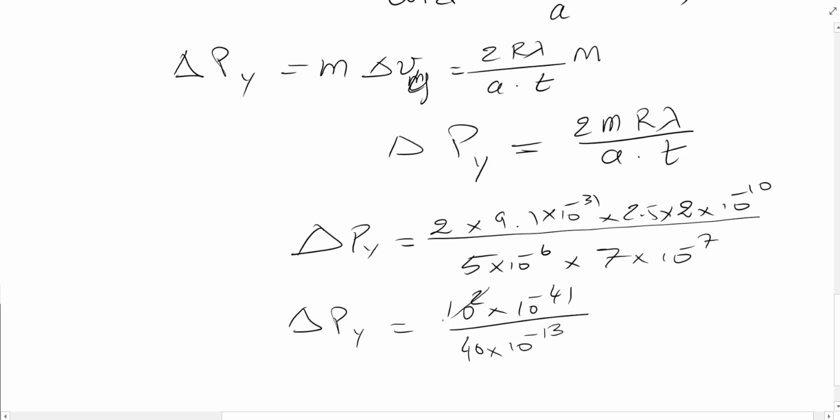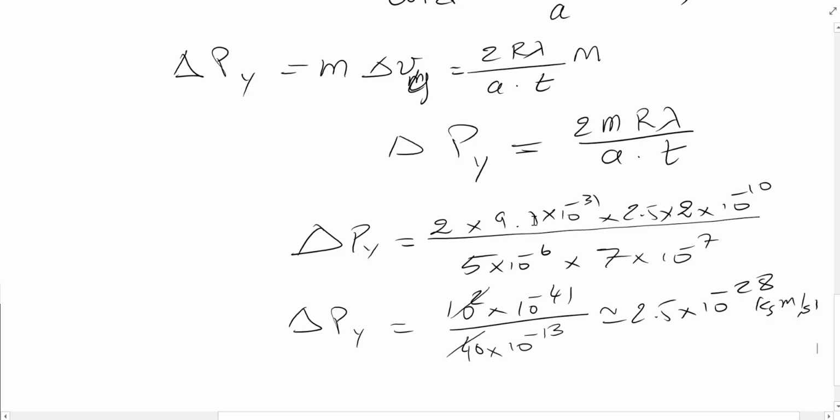Okay, 100 divided by 40, that's about 2.5, times 10 to the negative 29 or 28 kilogram meter per second. So this is delta Py. Okay, again, this is a rough number. You guys are supposed to come up with the better answers in here by plugging the correct values.